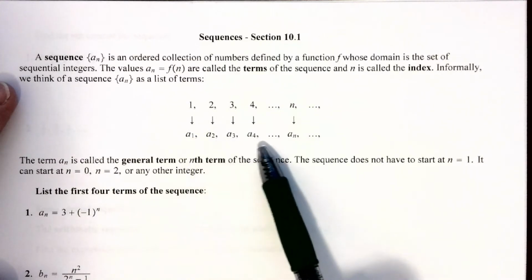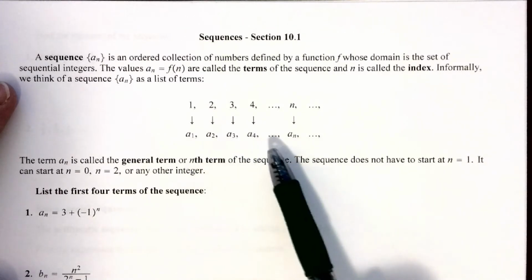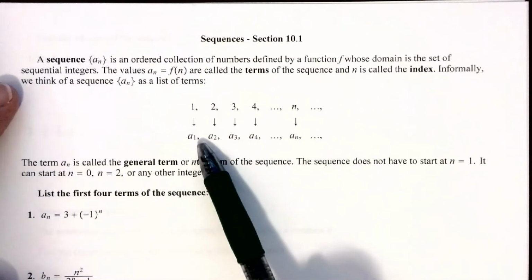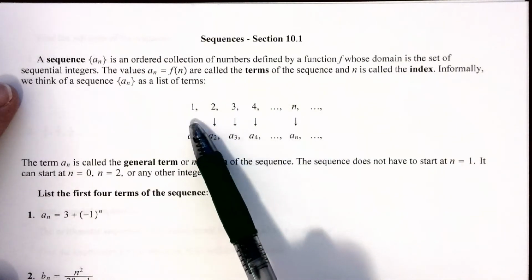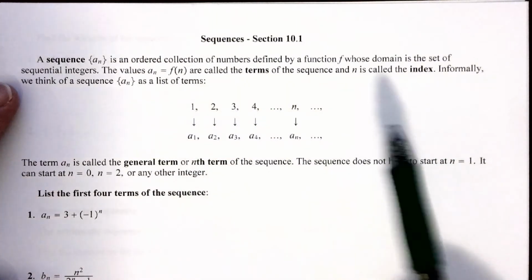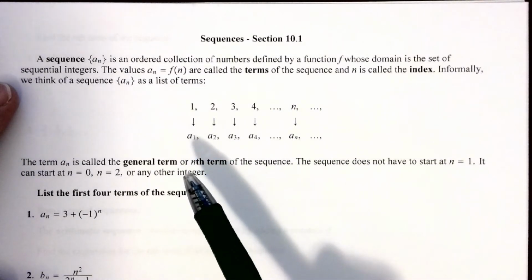We're going to be looking at infinite sequences. You could do a finite sequence where your index goes from 1 to 6 or something, but ours will go from 1 to infinity. There will be no end to the list. It's an infinite sequence.